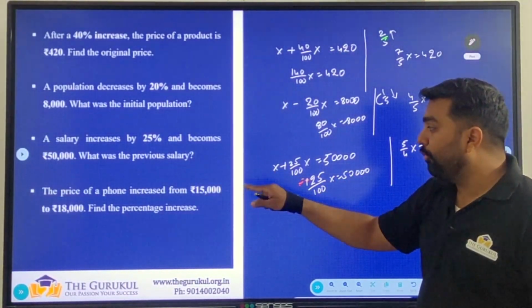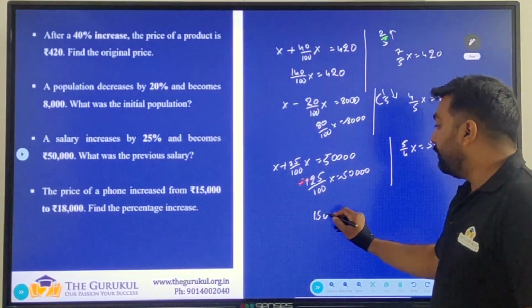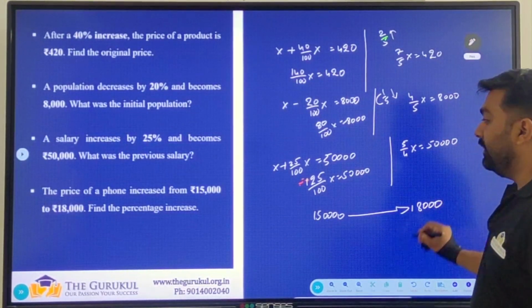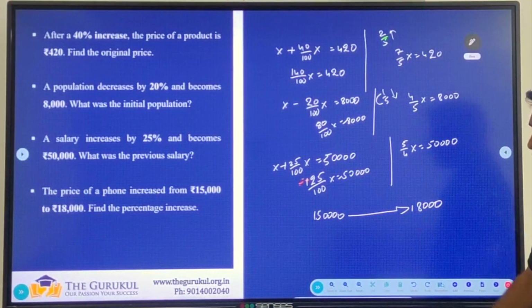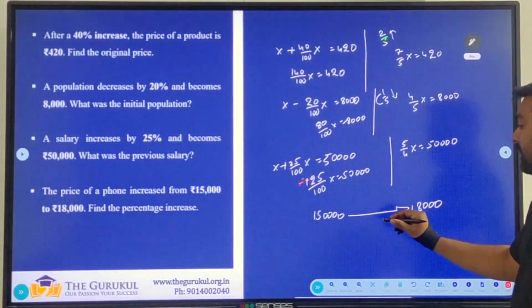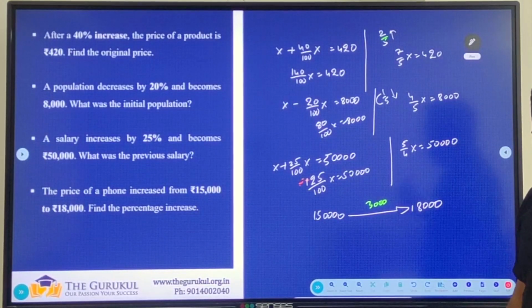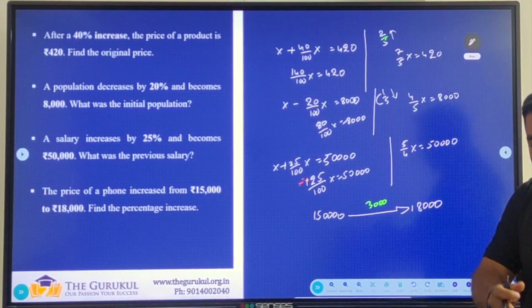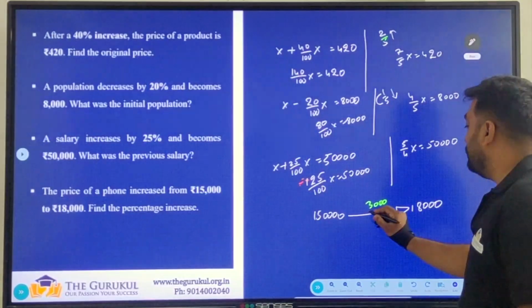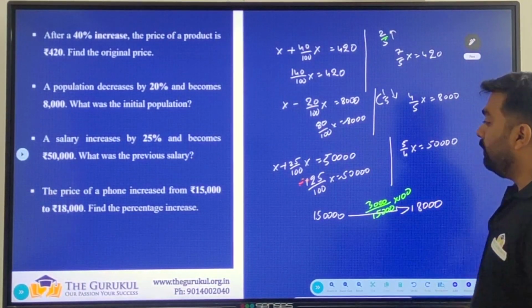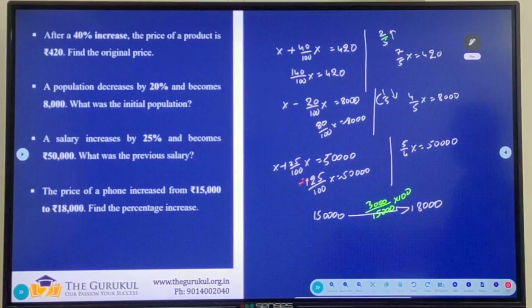The price of phone increased from 15,000 to 18,000. Find the percentage increase. How much increase happened? There is an increase of 3,000 rupees. On what value? From 15,000 to 18,000. So on 15,000, I want percentage multiplied with 100.